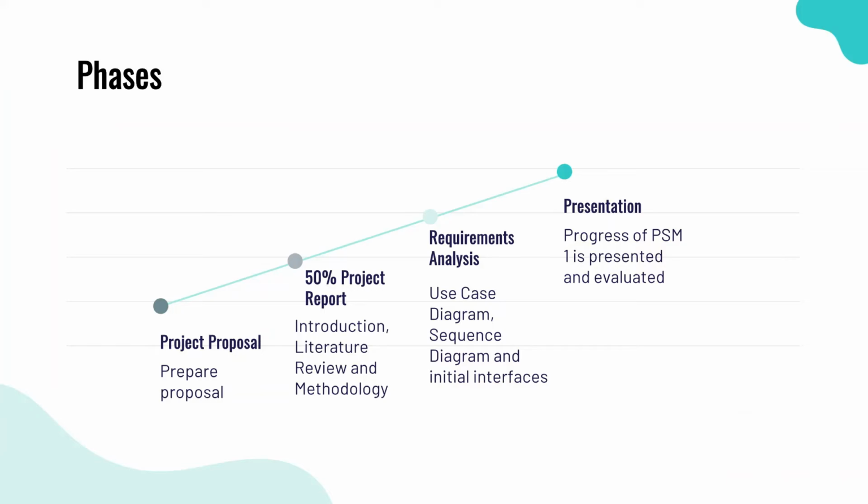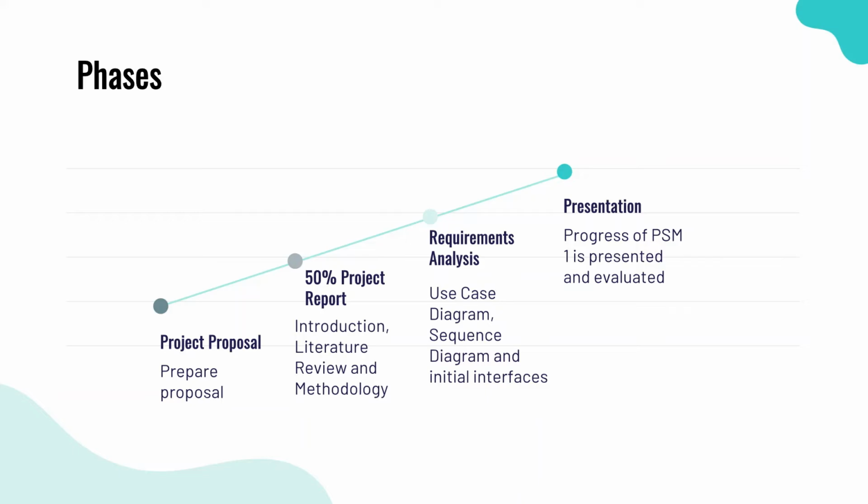Moving on, these are the phases for PSM1. The first phase is the project proposal, which involves finding a supervisor and preparing a project proposal to be submitted. The next phase is the 50% project report draft, or the progress one.